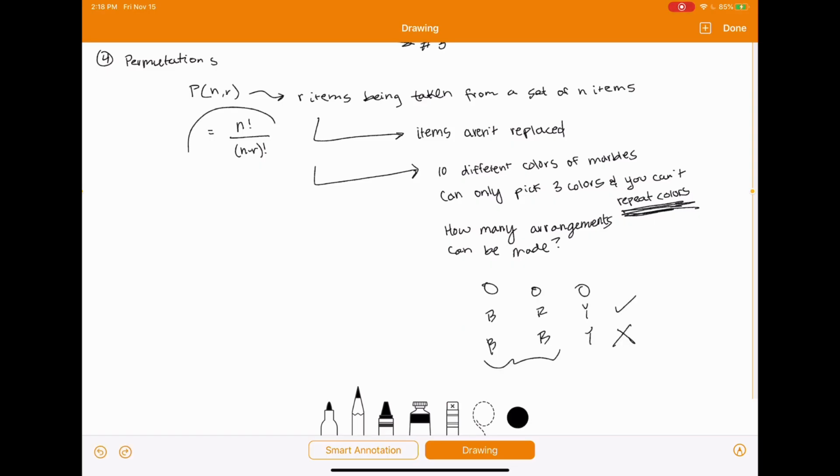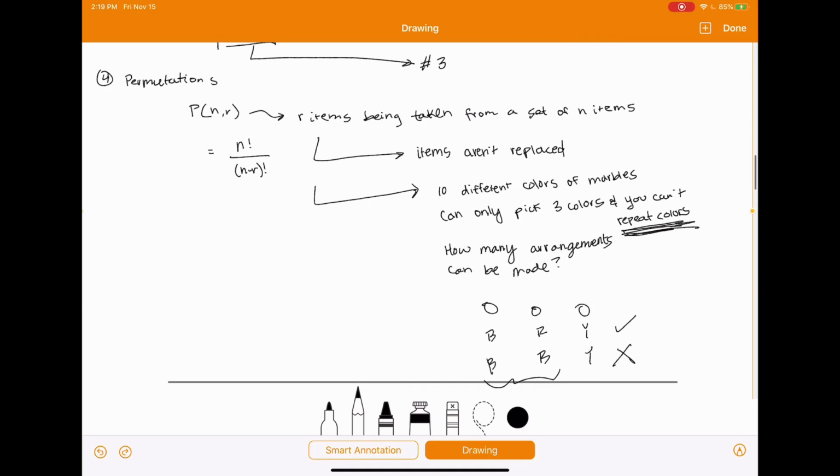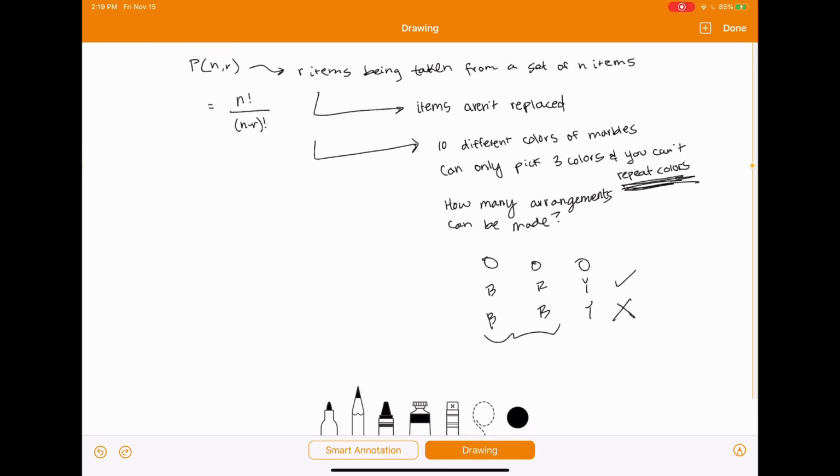All right, and so that's how we know that we're going to be using this permutation equation rather than the combination equation, because in the combination equation, we could switch out the different items, and use them more than once. So we're going to have 10 factorial all over 10 minus 3 factorial, which is 10 factorial over 7 factorial, which is 10 times 9 times 8 times 7 factorial all over 7 factorial. So that's going to be equal to 720 different arrangements.